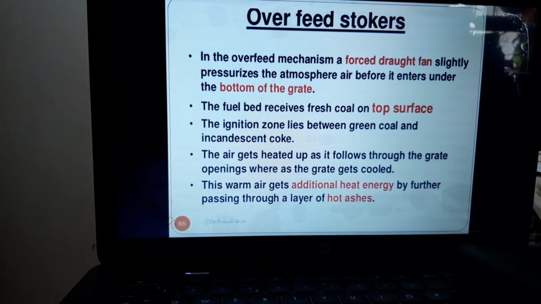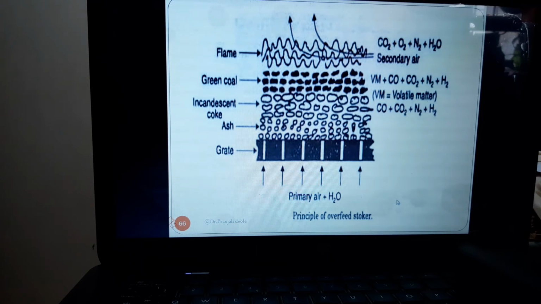In the overfeed mechanism, a forced draft fan slightly pressurizes the atmospheric air before it enters under the bottom of the grate. The fuel bed receives the fresh coal on the top surface. The ignition zone lies between green coal and incandescent coal. The air gets heated up as it flows through the grate opening, whereas the grate gets cooled. This warm air gets additional heat energy by further passing through a layer of hot ashes.